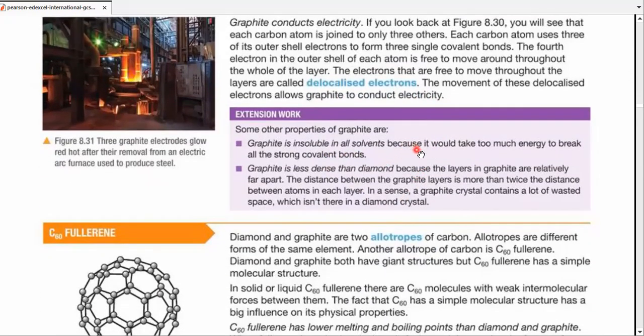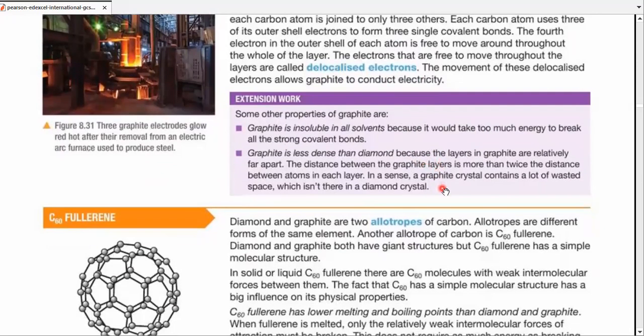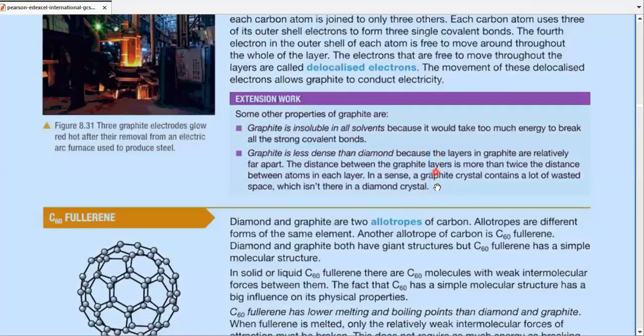Graphite is also insoluble in all solvents because it would take too much energy to break all the strong covalent bonds. Graphite is less dense than diamond because the layers in graphite are relatively far apart, and the distance between the layers is more than twice the distance between the atoms in each layer. In a sense, a graphite crystal contains a lot of wasted space, which there isn't any in a diamond crystal. That's why diamond is dense and graphite is less dense as compared to it.